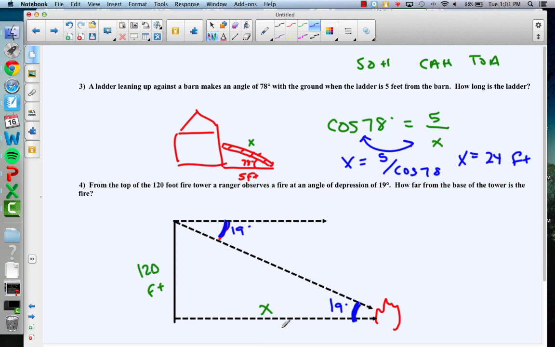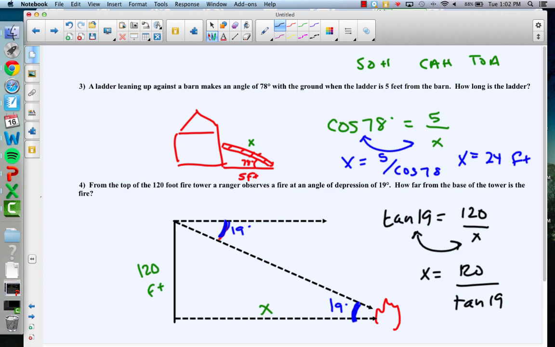So now we have an opposite and adjacent, so that's our tangent function. So the tangent of our angle equals our opposite over adjacent. We can switch the bottom and the tangent, so x equals 120 divided by tangent of 19, and of course you can type that in your calculator. So let's see, we would get 348.5 feet in this case. So the fire is 348.5 feet away, and then you would be done. So if you're given angle of depression, more likely than not you're going to have to replace it and put it in the angle of elevation spot so that you can use sine, cosine, or tangent.